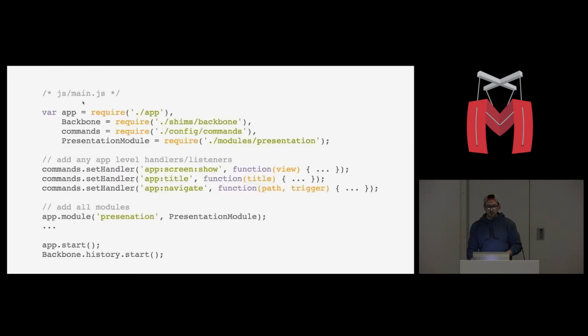Which then brings us to the entry point of the application. This is the file we told Browserify we want to run. We require the app here, and we require the dependencies we need to start it. We set up any handlers, we set up any initialization, and then we can start everything. So it should never happen in the same place, right?